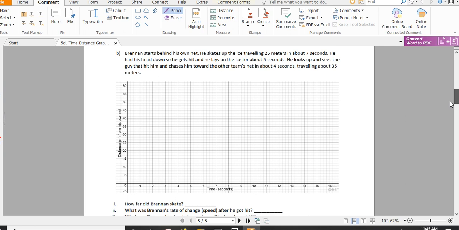Brandon starts behind his own net, so distance from his own net is 0. He skates up the ice traveling 25 meters in 7 seconds. He had his head down so he gets hit, and he lies on the ice for about 5 seconds. He looks up and sees the guy that hit him and chases him towards the other team's net in about 4 seconds. The other team's net would be going up this way, because that would be the furthest distance from his own net, traveling about 35 meters. So give this question a try.